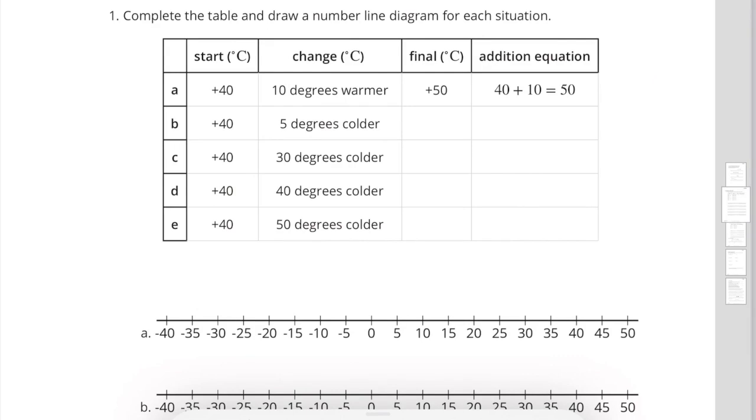So to represent that on a number line, you start at 0. And since it was 40 degrees Celsius, we go to positive 40 degrees. Our change is 10 degrees. And the warmer tells me I move to the right. So I need to go 10 degrees to the right. So there's 5, 10, which puts me at positive 50.